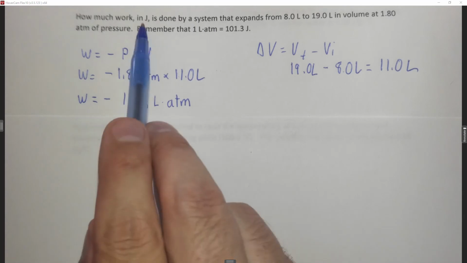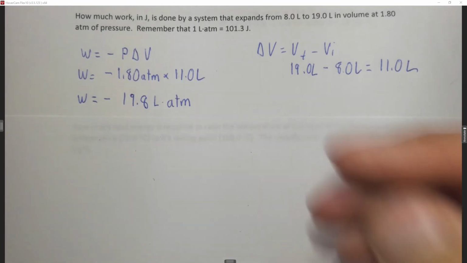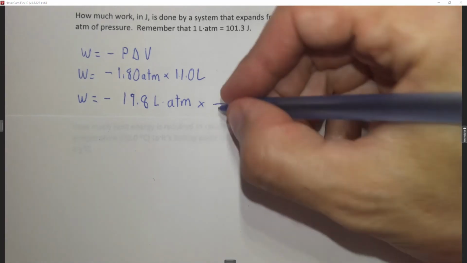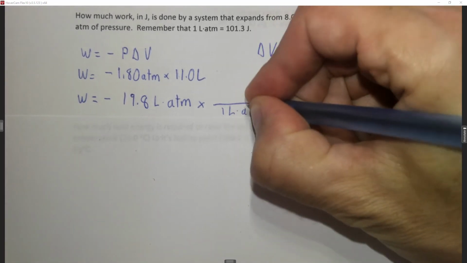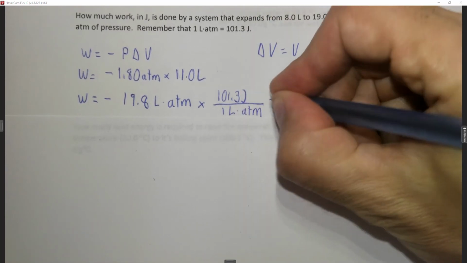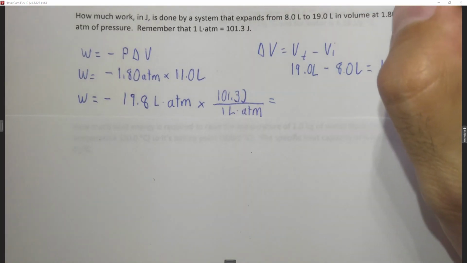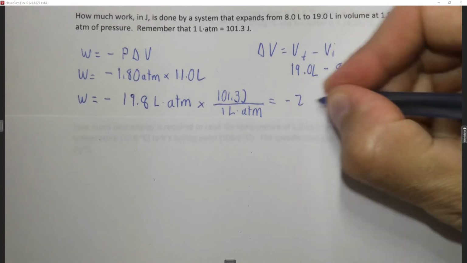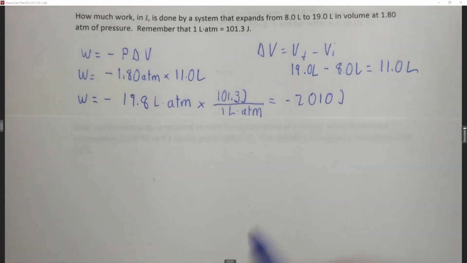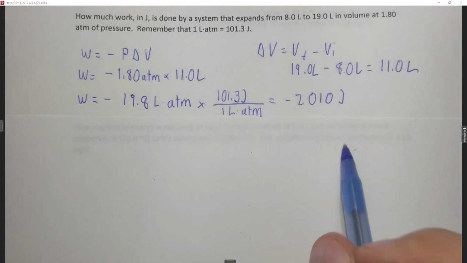But the question asks for this in joules, so we have to convert it just using dimensional analysis, like it's been done a million times before. We put 1 liter atmosphere on the bottom, and we put our 101.3 joules on the top. And when we do that math, we find that there's negative 2010 joules, and if you wanted in kilojoules, 2.01 kilojoules.